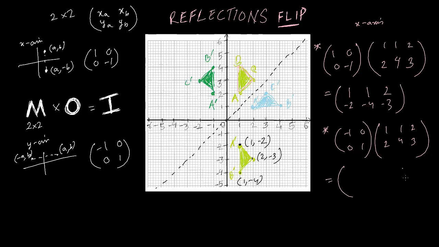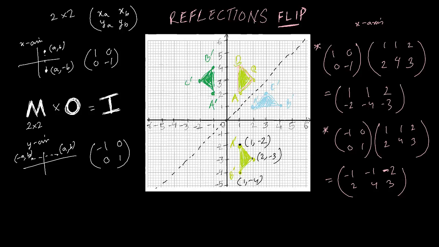You don't even have to multiply this. You know the point AB would be minus AB, so all the x-coordinates would be negative and the y-coordinates would be the same. So I can simply write minus 1, minus 1, minus 2, 2, 4, 3 just by remembering this picture. Or you could actually go through the multiplication. Minus 1 into 1 is minus 1, plus 0 into 2 is 0, so minus 1. Minus 1 into 1 is minus 1, plus 0 into 4 is 0, so minus 1. Minus 1 into 2 is minus 2, plus 0 into 3 is 0, so minus 2. Then 0 into 1 is 0, plus 1 into 2 is 2, and on and on.